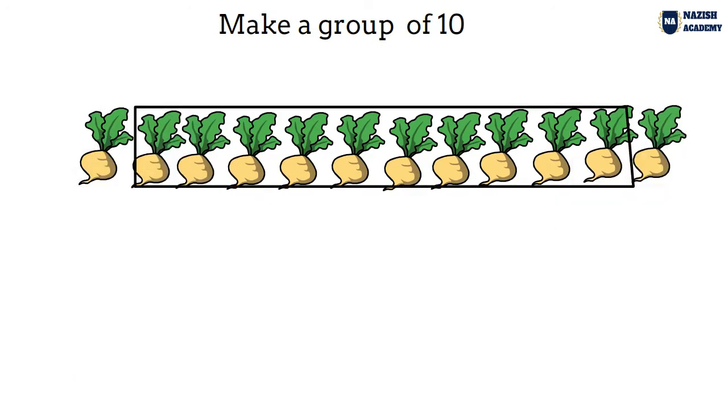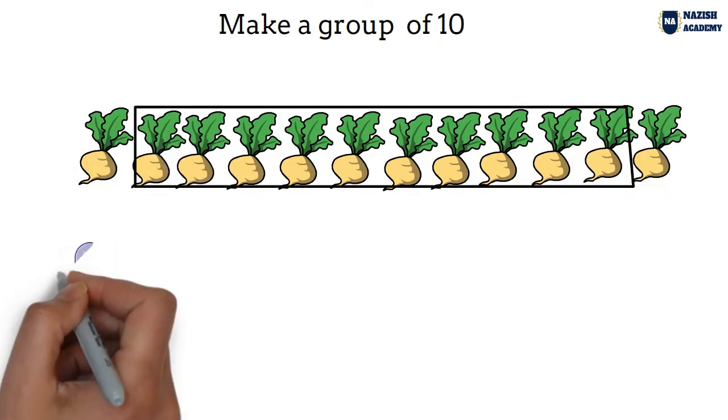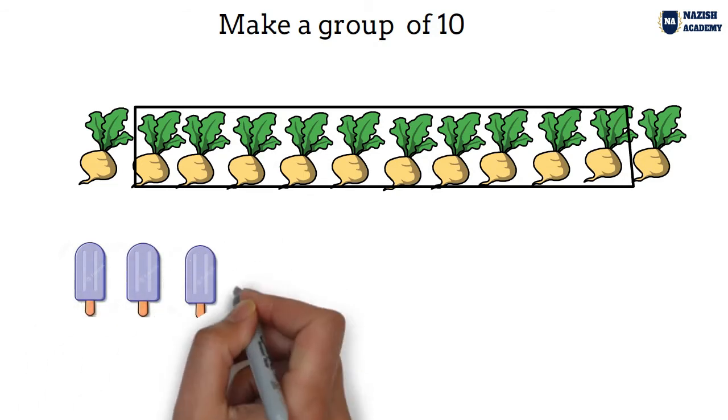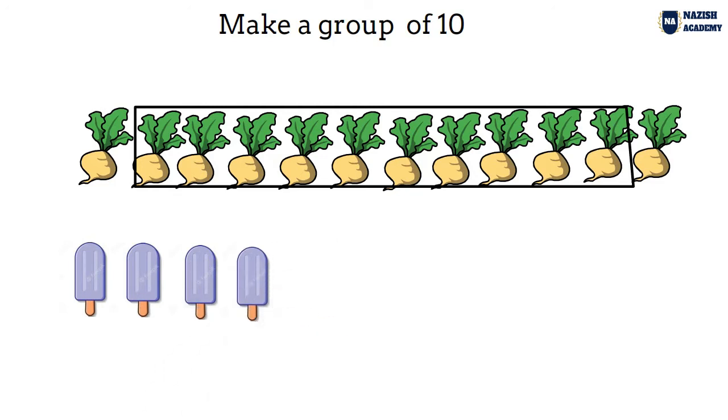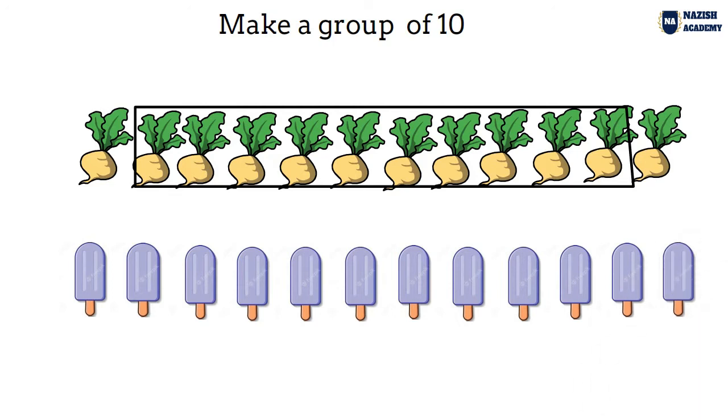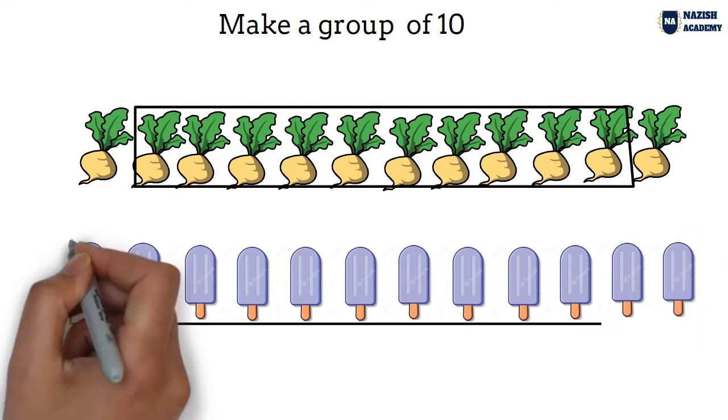It has made 10. 1, 2, 3, 4, 5, 6, 7, 8, 9, 10, 11 and 12. 12 ice creams are there. We have to make a group of 10 ice creams.